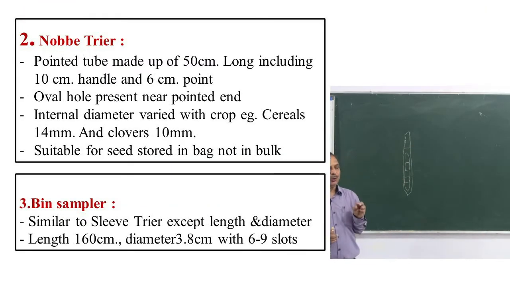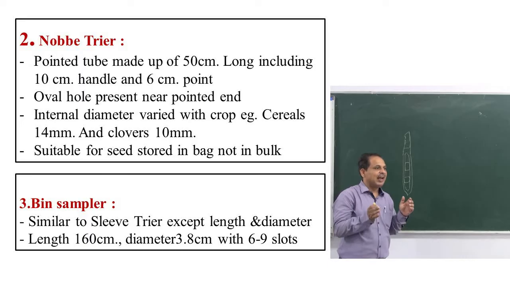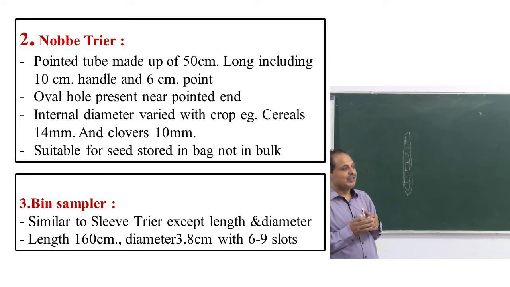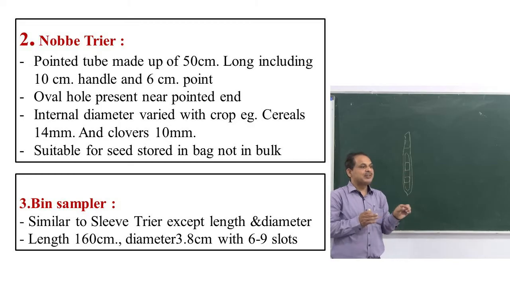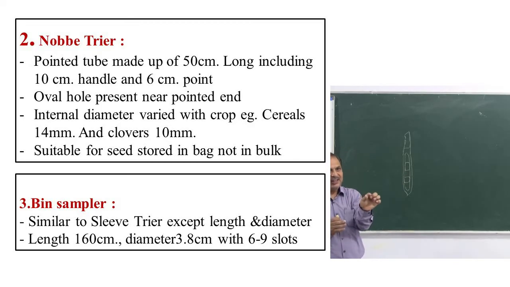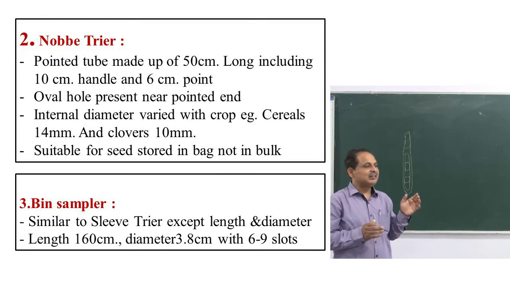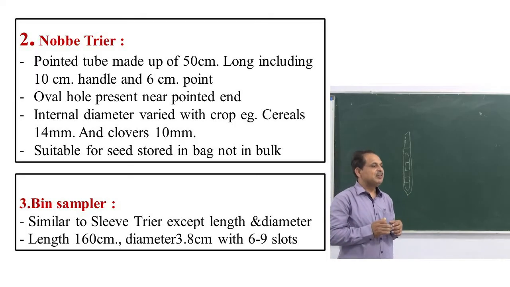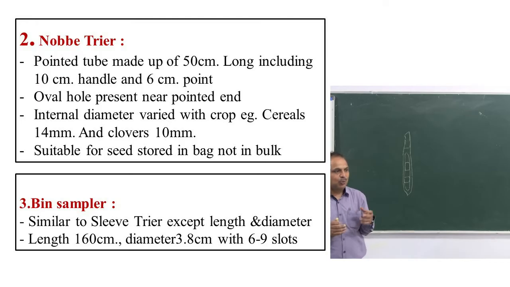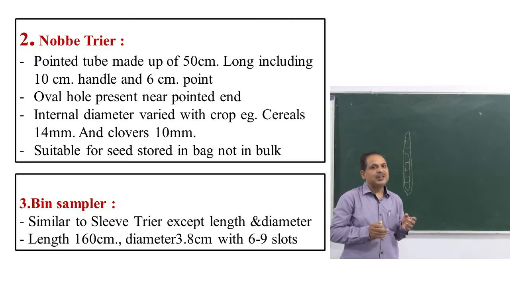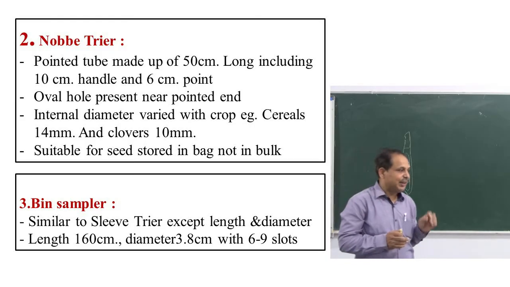It is a pointed tube made up of 50 centimeters length, which includes the handle and 6 centimeters of the point. An oval hole is present near the pointed end. The pointed end at the bottom is oval in shape, and the hole is there. Similarly, in the case of Norway triers, the internal diameter varies from crop to crop. In cereals, 14 millimeters and in clovers 10 millimeters are recommended.